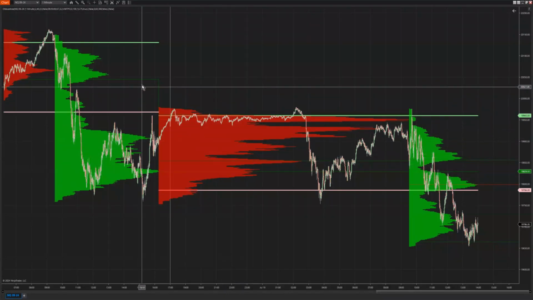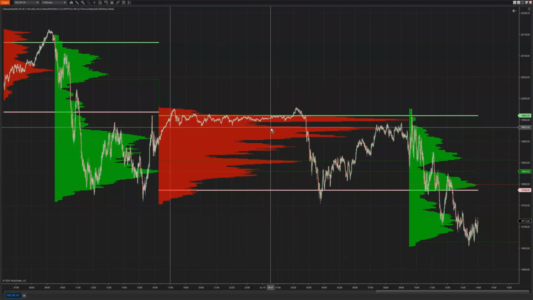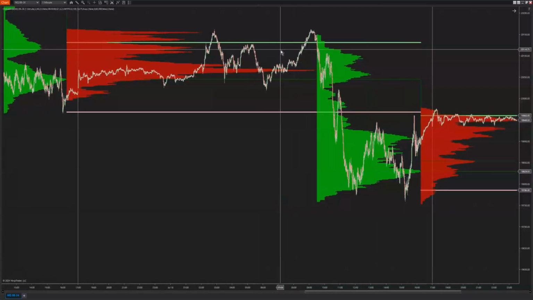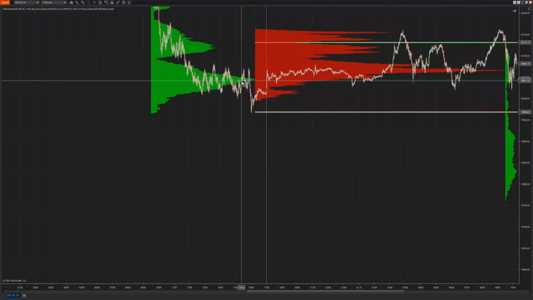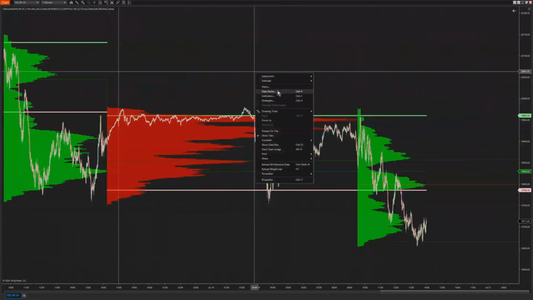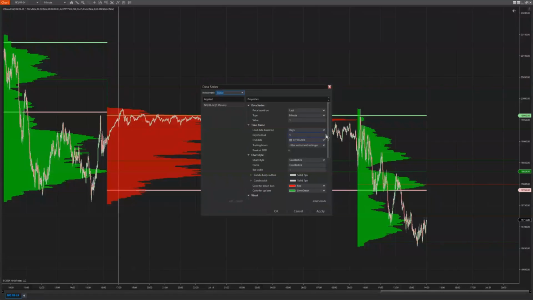The green and the red, these big bars here, is what we call value. Between those is where price traded the most based on volume the previous day. So this green and red is from yesterday, and this green and red is from yesterday. It shows you where the most volume of trades existed.